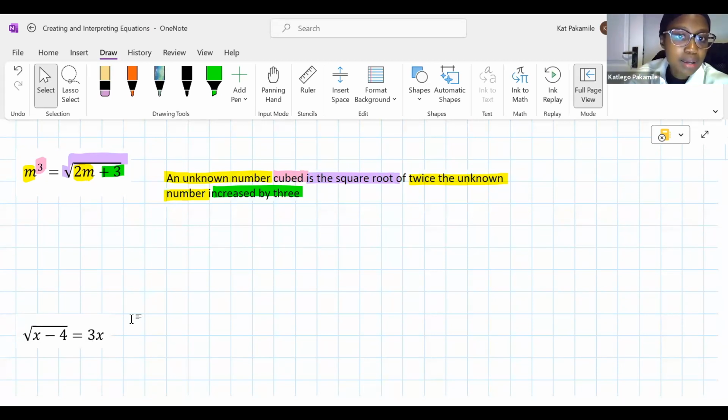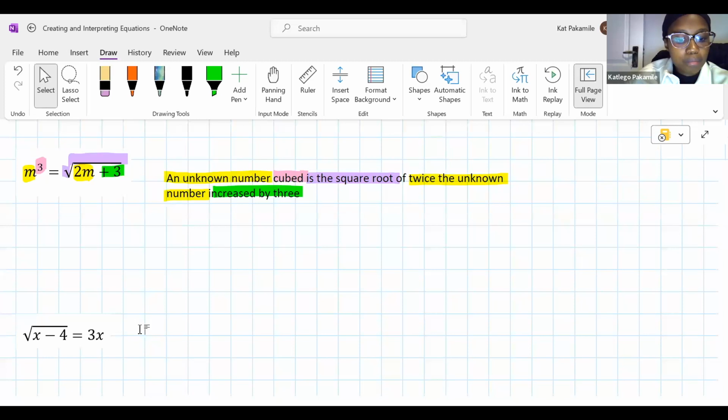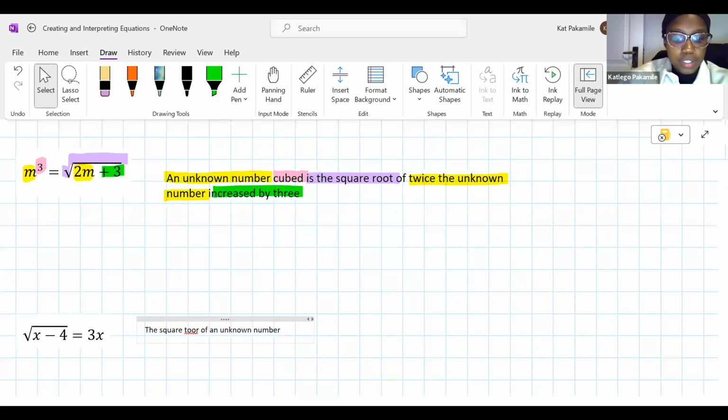Tabi Singh is not unmuting. Mamelo, you're going to do this one with me? Yes, ma'am. It's the square root of an unknown number decreased by 4, equals 3 times a known number.